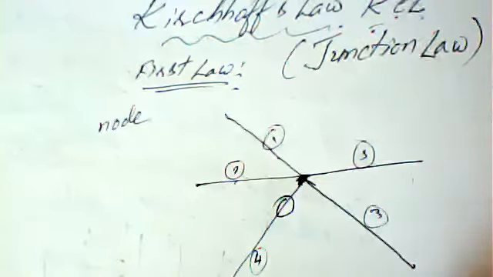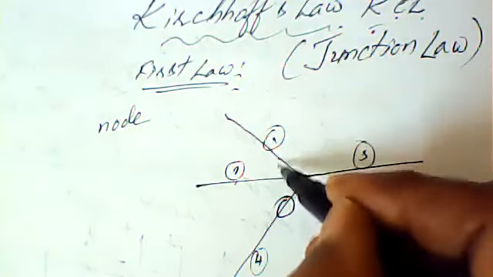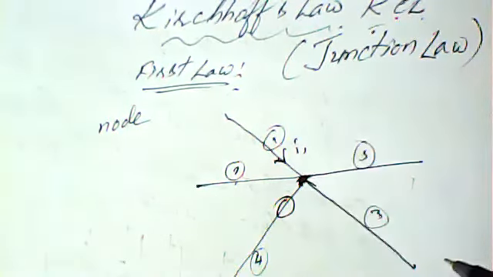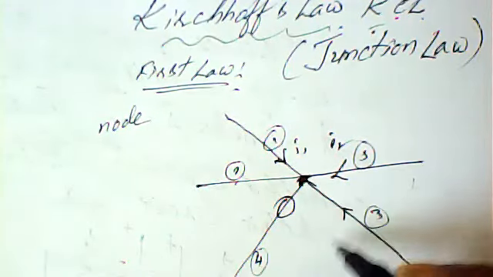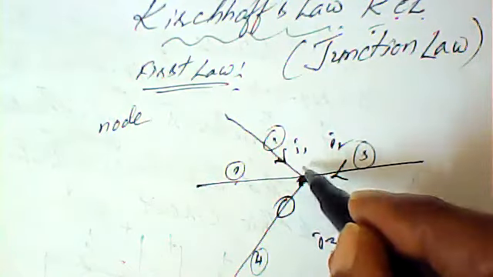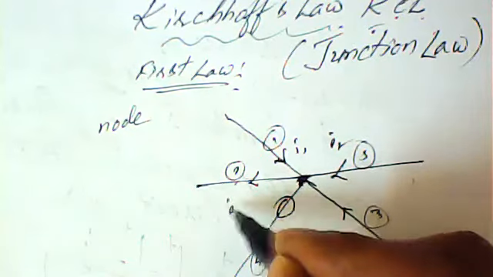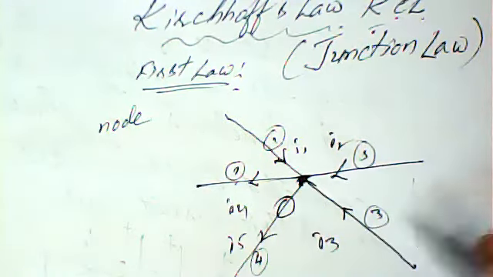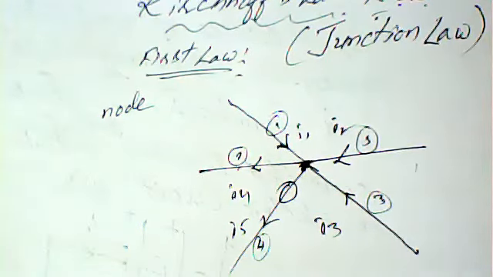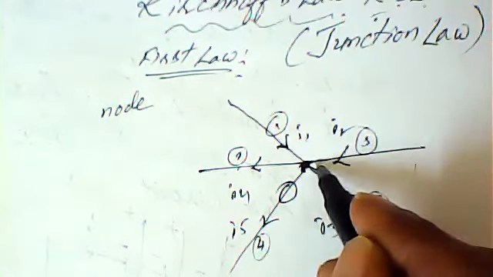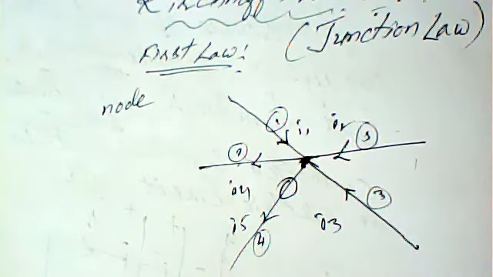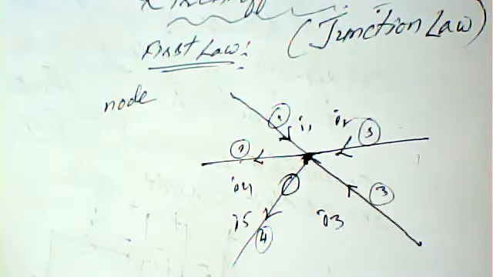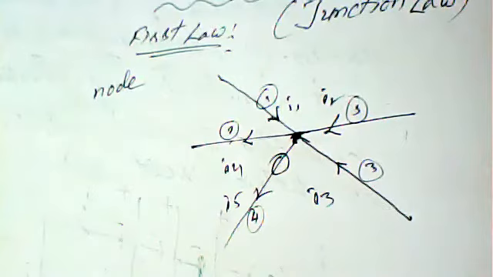Now, what the law says: suppose the current I1 is coming from here, I2 is coming from here, I3 is coming from here, but leaving here are I4, I5. The algebraic sum of all the currents coming in is equal to the sum of the currents going out. That is called Kirchhoff's junction law or current law, KCL.